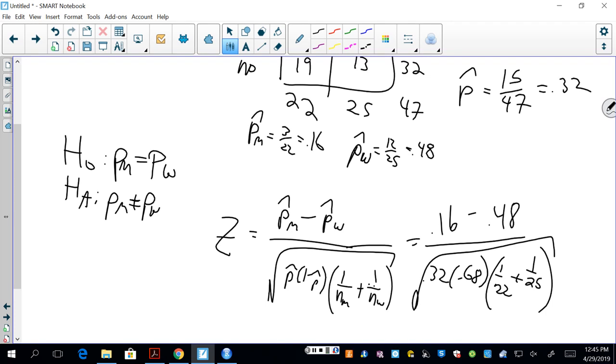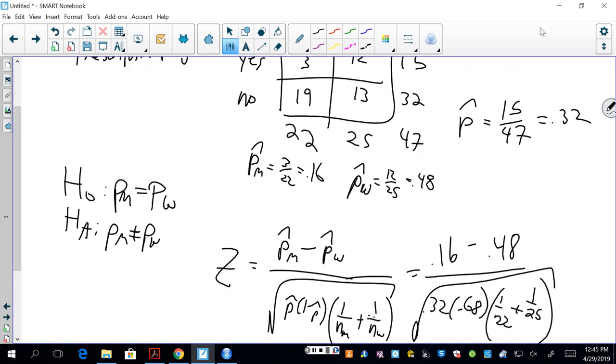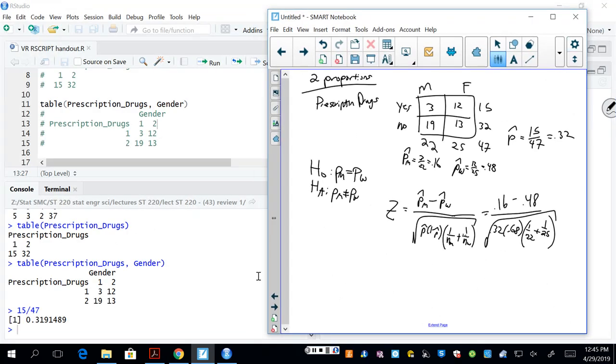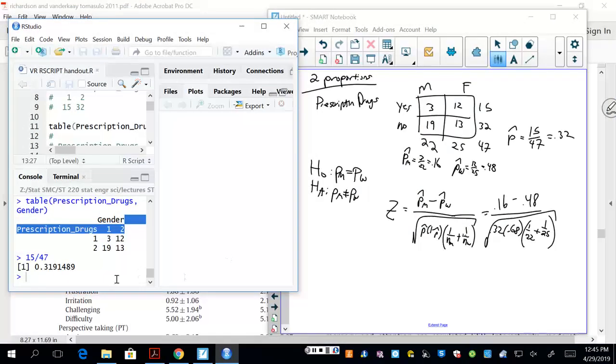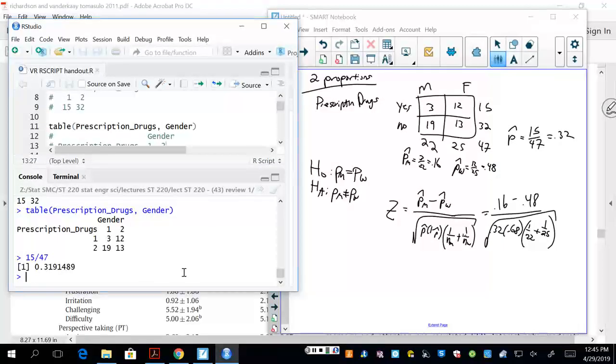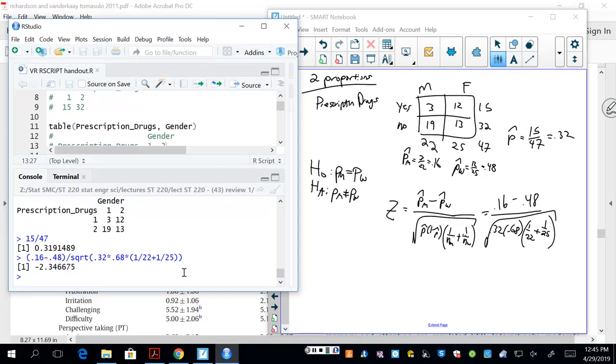If you calculate that, we could see if it is significant or not. So I do my calculation here: 0.16 minus 0.48 divided by the square root of 0.32 times 0.68 times 1 over 22 plus 1 over 25. It ends up being negative 2.35.